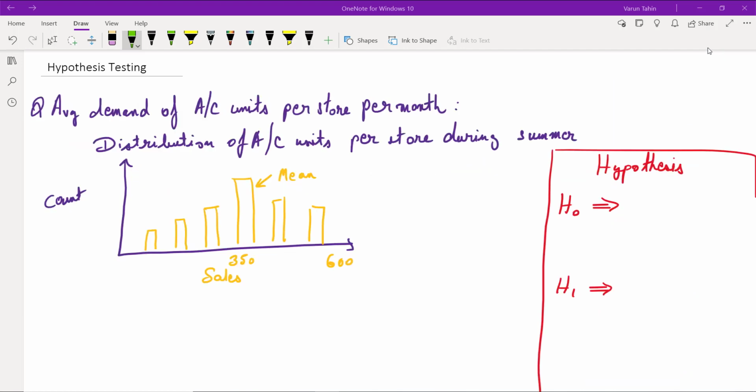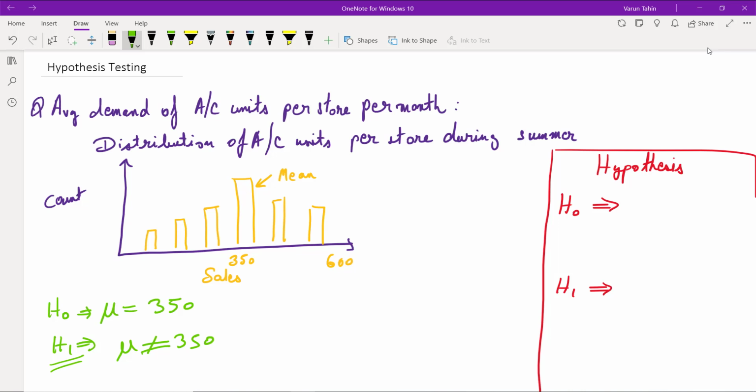Now let's see another example of this. Let's say that the average demand of AC units per store per month is depicted by this chart, where the mean is 350 sales per month. So the historic demand says that 350 units per store per summer are sold. Here the null hypothesis becomes that mu is equal to 350. So this assumes that the status quo is true, right? And H1 here becomes that mu is not equal to 350. Correct? So this assumes that mean AC sales per store is not equal to 350 units. And let's say that there is not enough evidence to prove this theory.